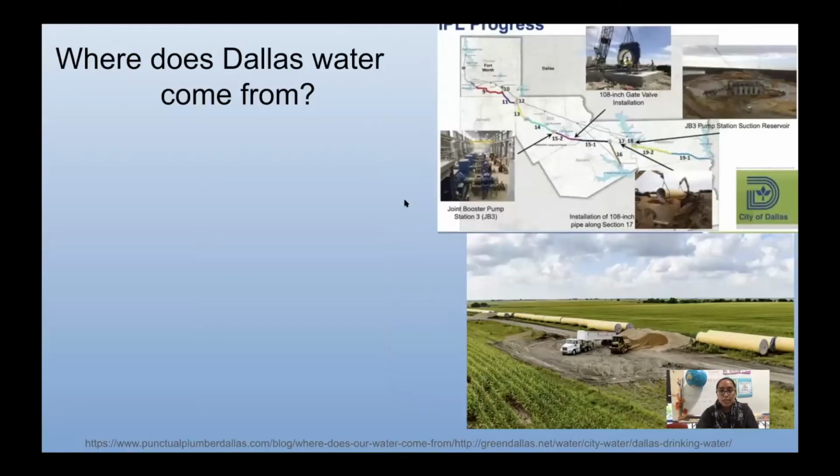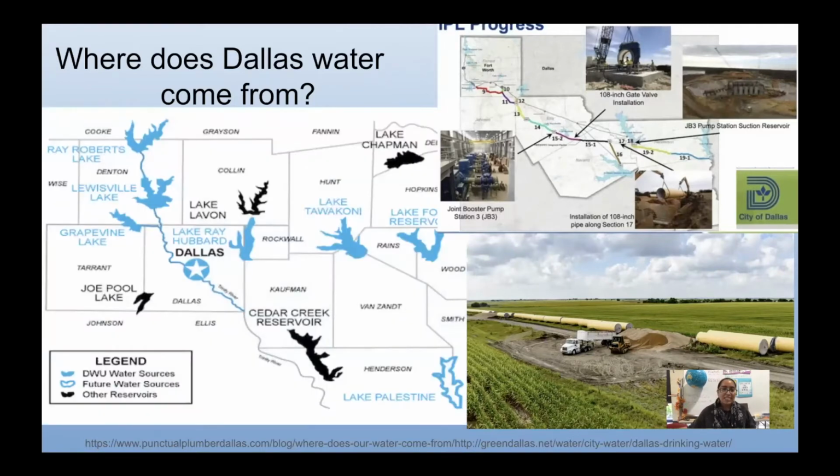And then in our next slide, where do you think Dallas water comes from? So go ahead and make some quick guesses about where you think Dallas gets its water from. And I was actually quite surprised when I was doing this research. So the city of Dallas gets its water from a variety of different lakes. They include Lake Ray Roberts, Lake Ray Hubbard, Lewisville Lake, Grapevine Lake. I was surprised at Lake Tawakoni. So they do get Dallas water from a variety of different lakes.